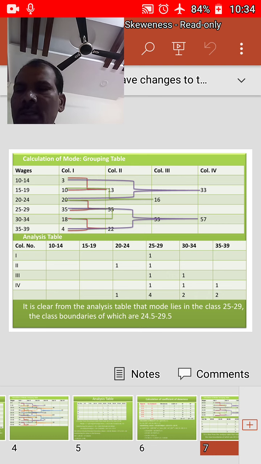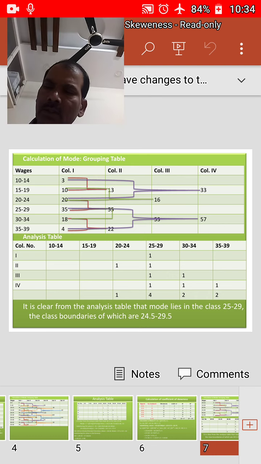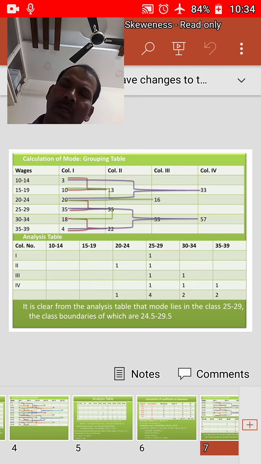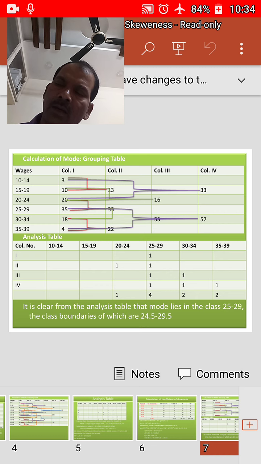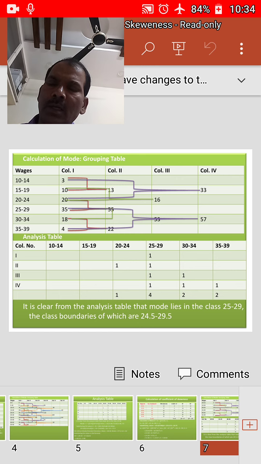Next, based on this, we'll make the analysis table. In the analysis table, in the first column we will take column numbers, and in the first row we will have class intervals. Okay, corresponding to the column numbers, the class which occurs the greatest number of times will be considered, giving 1.